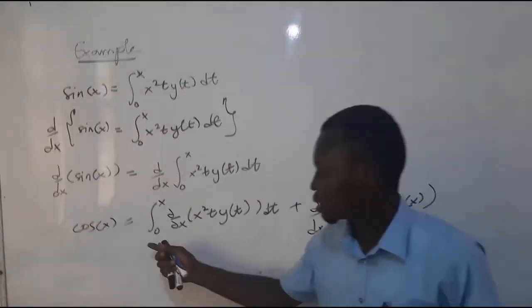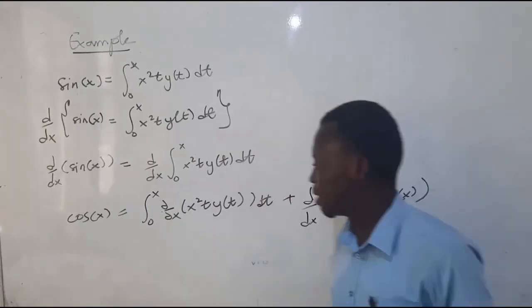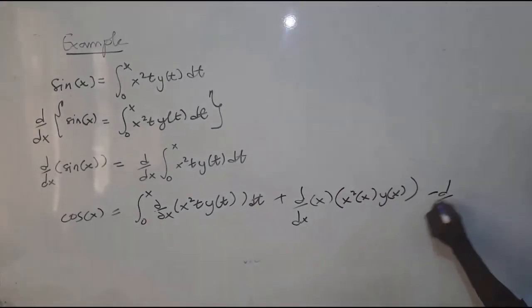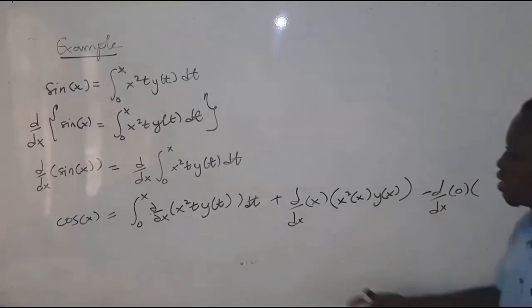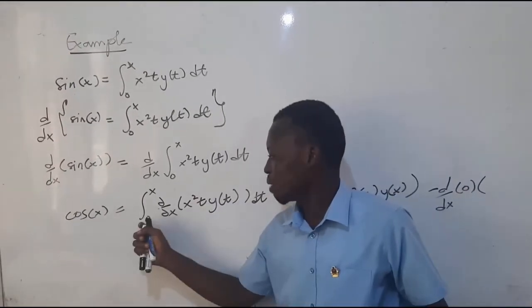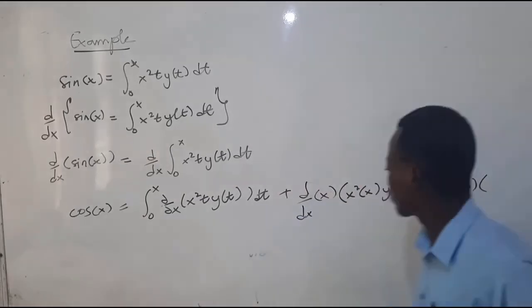You take the lower limit, minus the derivative of the lower limit. Wherever you see t, you replace it by the lower limit, which is 0.